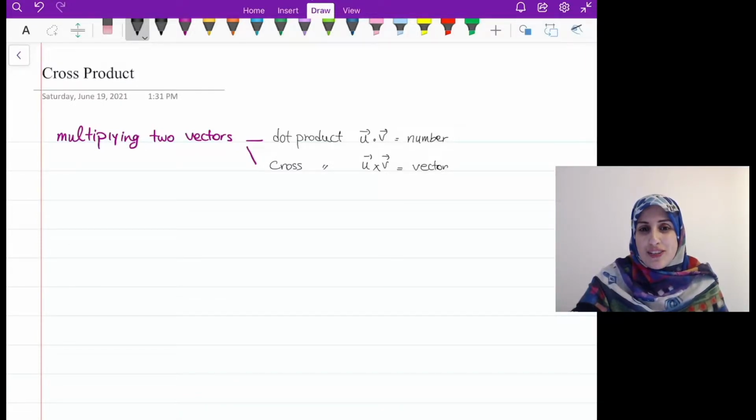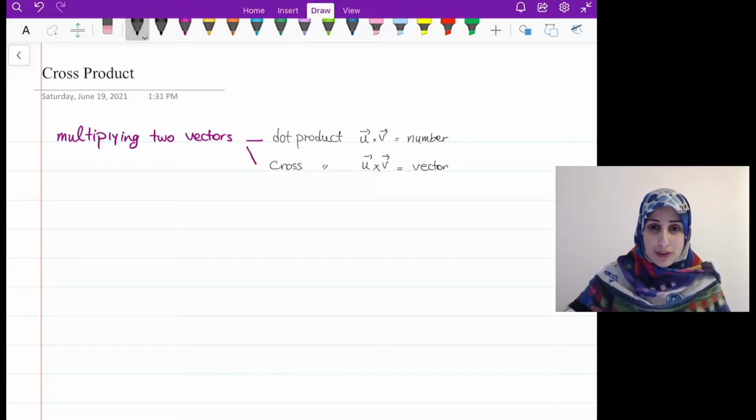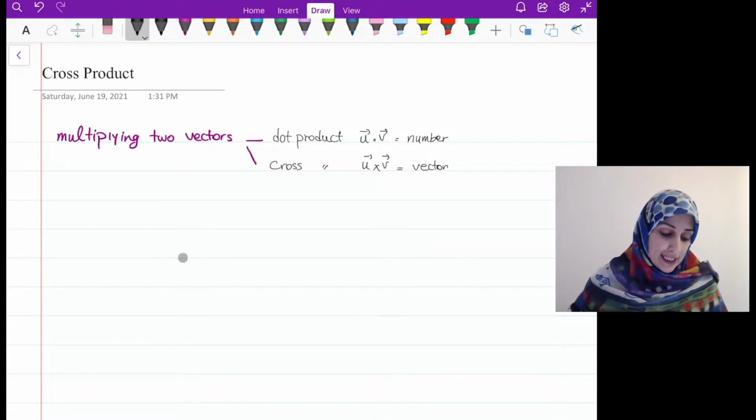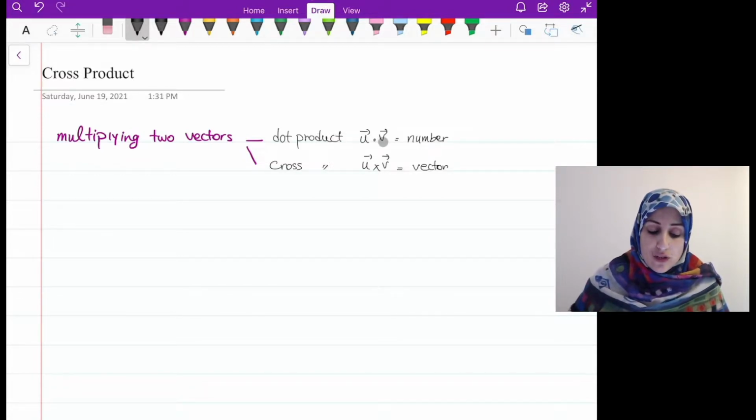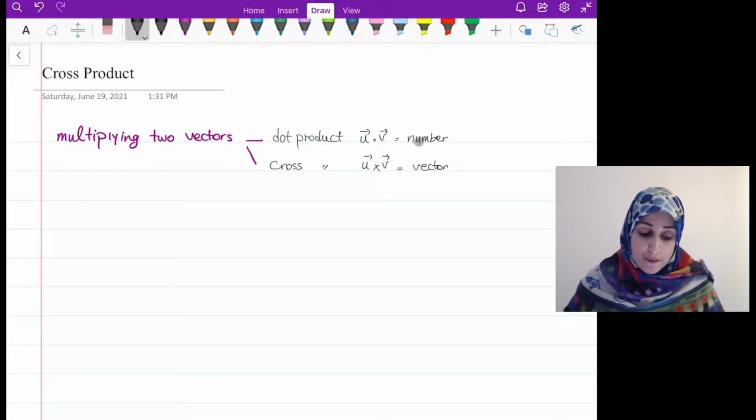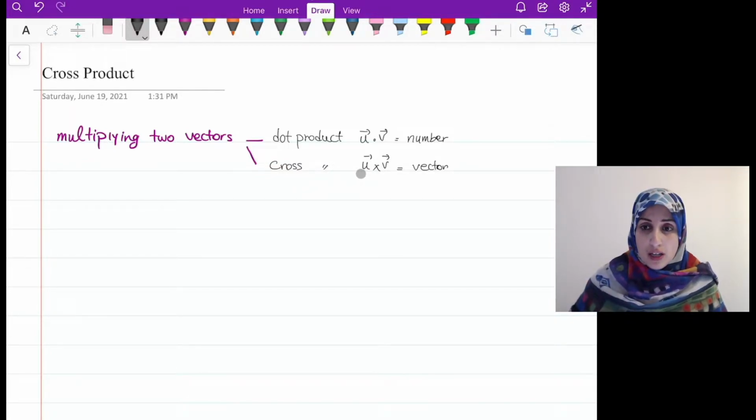This is part of the lecture for multivariable calculus, and in this video I'm going to talk about the cross product. There are two ways to multiply two vectors together. One of them is the dot product, and the answer for the dot product is a number. The other one is the cross product, and the answer for the cross product is a vector.